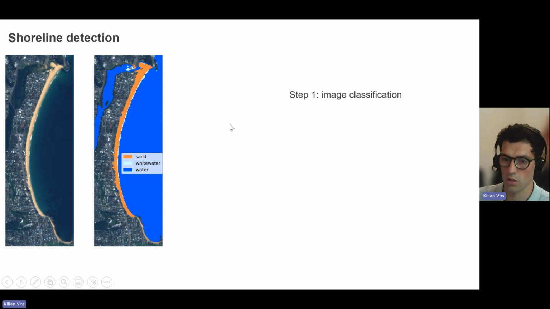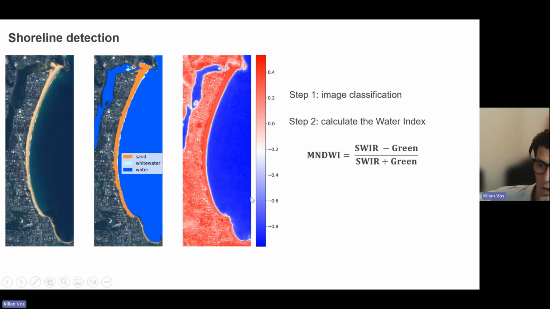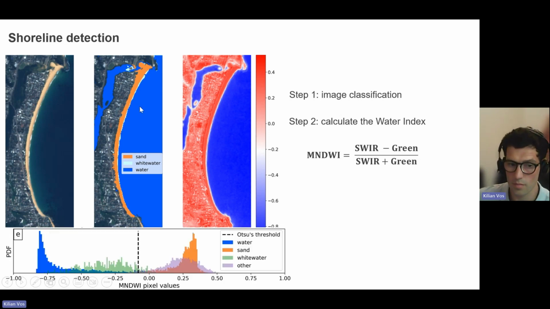And all the other pixels go in another class, the roads, the buildings, the forest, etc., because we're not interested in those. Then we calculate the water index, which is an index that uses the shortwave infrared and provides a lot of contrast between water and land pixels. And then we look at the distribution of this water index for the 3 classes. Here you can see in blue the water pixels, in orange the sand pixels. And the other classes have a very wide distribution, so we remove them.